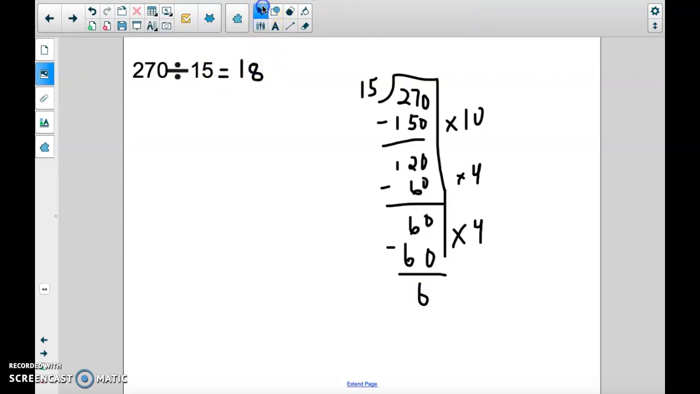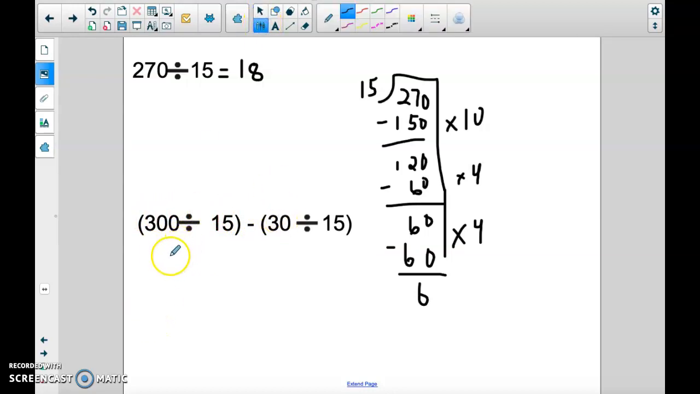Now, how could we use the last problem to help us out? Well, 270 would be like 300 minus 30. And we know that this was 20. So then we can quickly find out that this would be 2, which would give us 18. Okay?